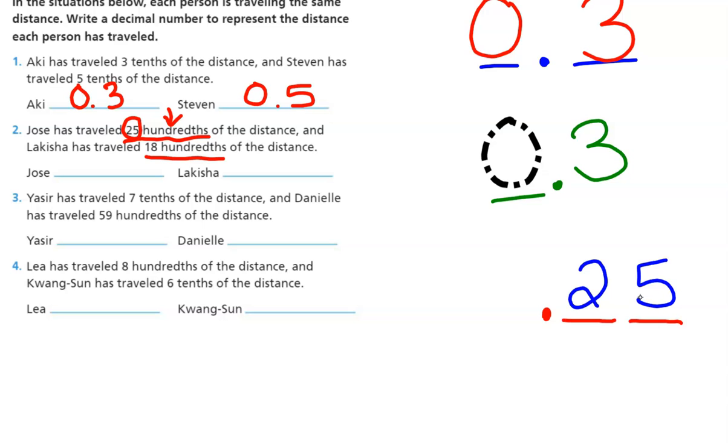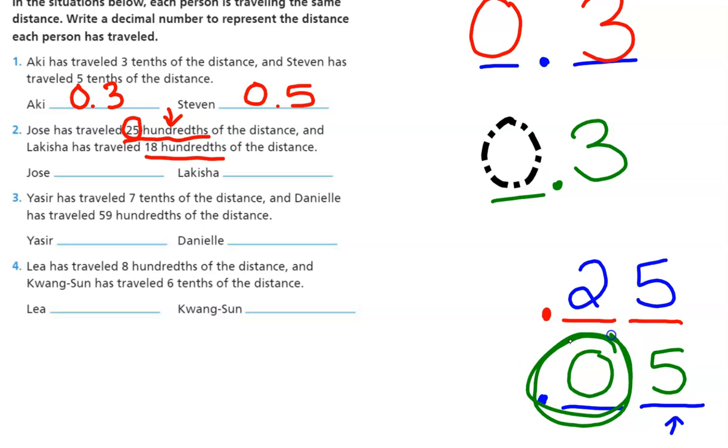But let's just say, for a random example, that it said Jose had only traveled 5 hundredths of the distance. Again, that label of hundredths tells me that my number is supposed to end in this hundredths place, and then Jose would have had just a 5 there, and we would have had to add a 0 here. That's one of the things we're going to talk about today, this place value holder 0. But I'm getting a little ahead of myself, as Mrs. Glassy is known to do. So Jose is going to be 0.25, and Lakeisha will be 0.18.